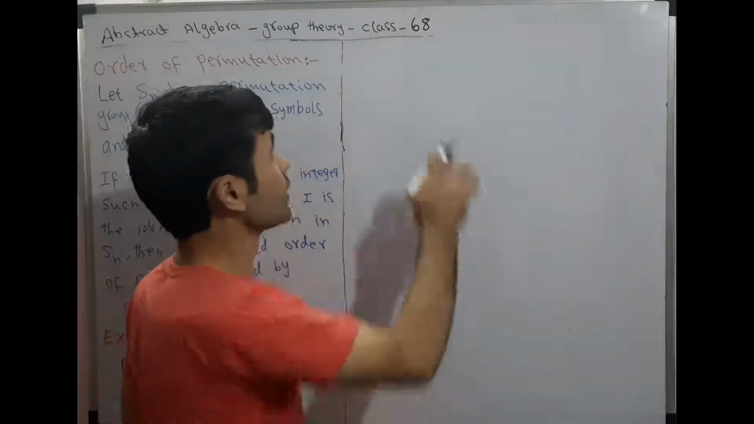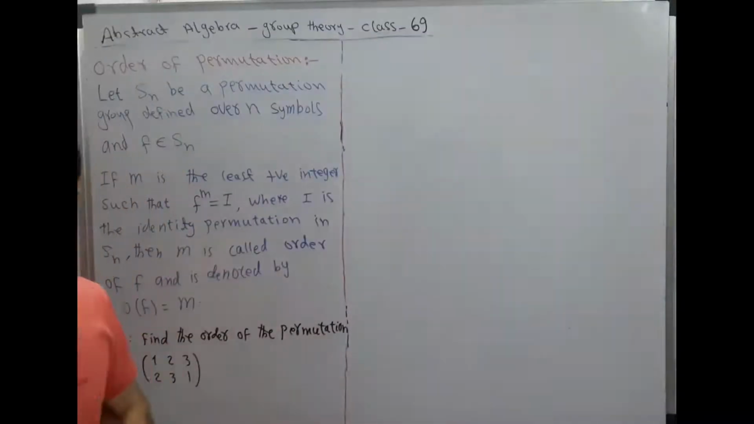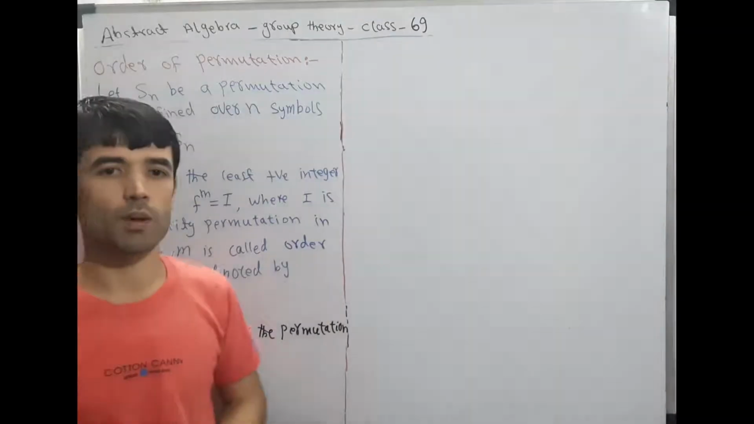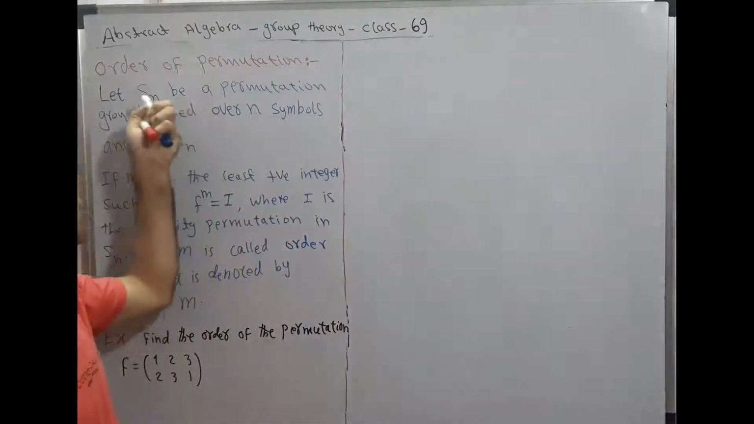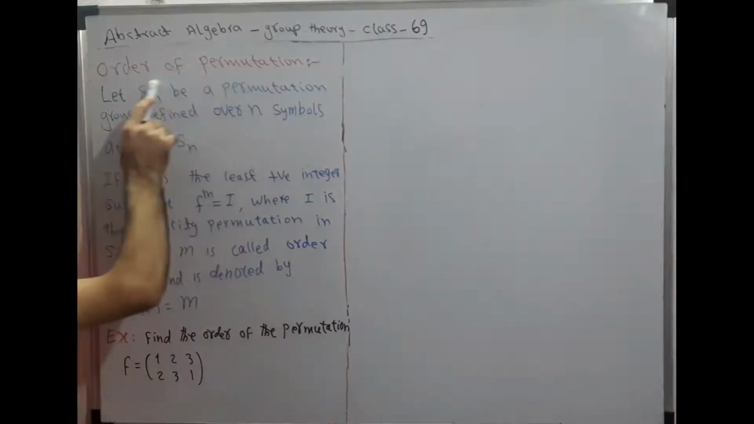It is class 69. In this class we will define the order of a permutation and also solve a question about this concept. Order of permutation. Let us define this concept.